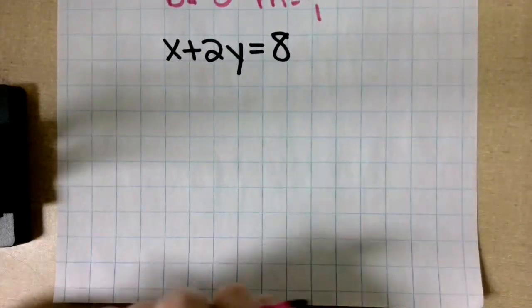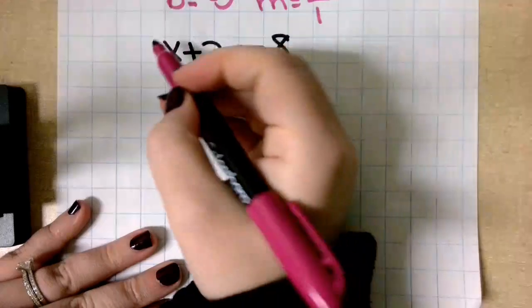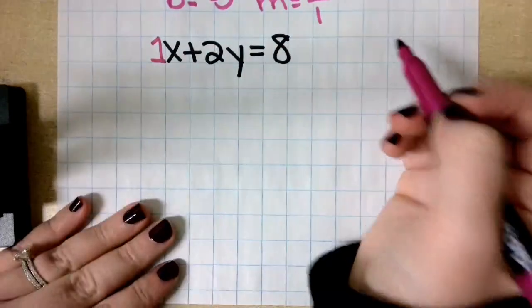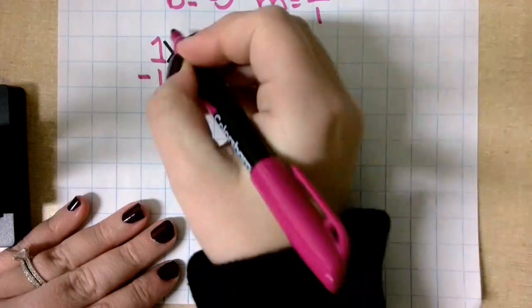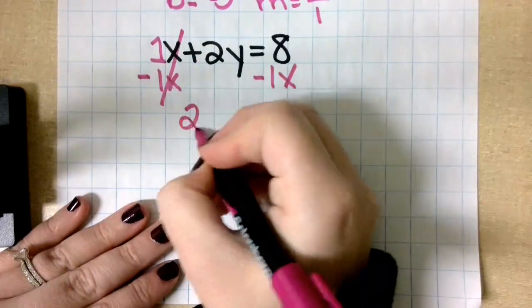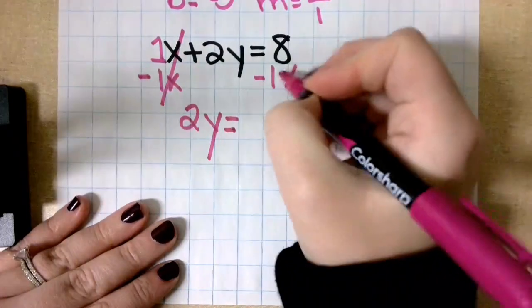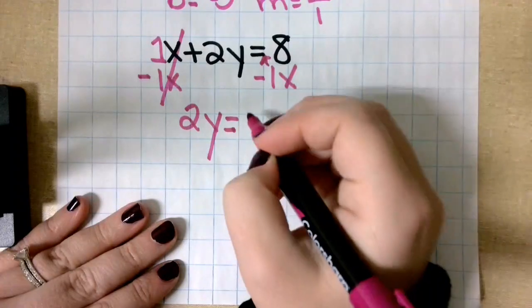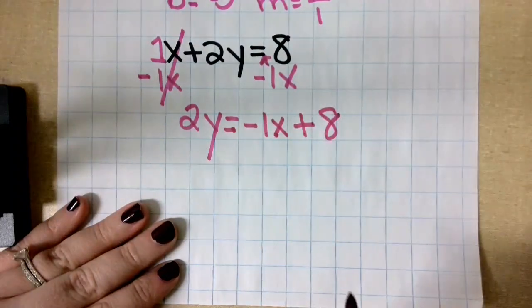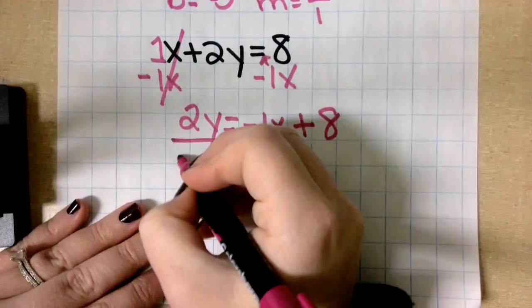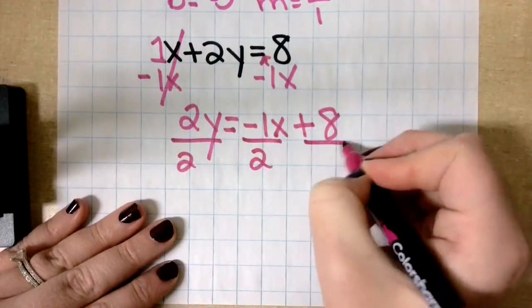Step 1 is to move your ax. So my ax here is technically 1x. So I'm going to subtract 1x to the other side, leaving 2y equals, this guy's jumping in front of that 8, plus 8, because it's a positive 8, dividing everything by 2.